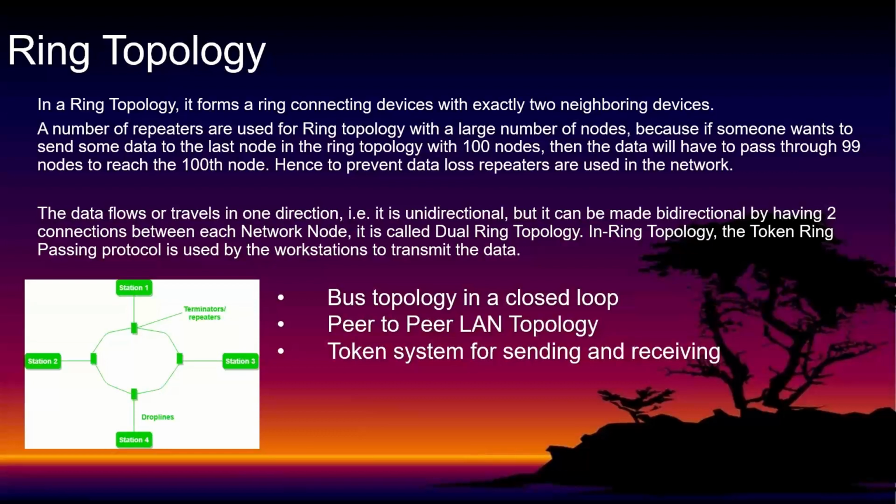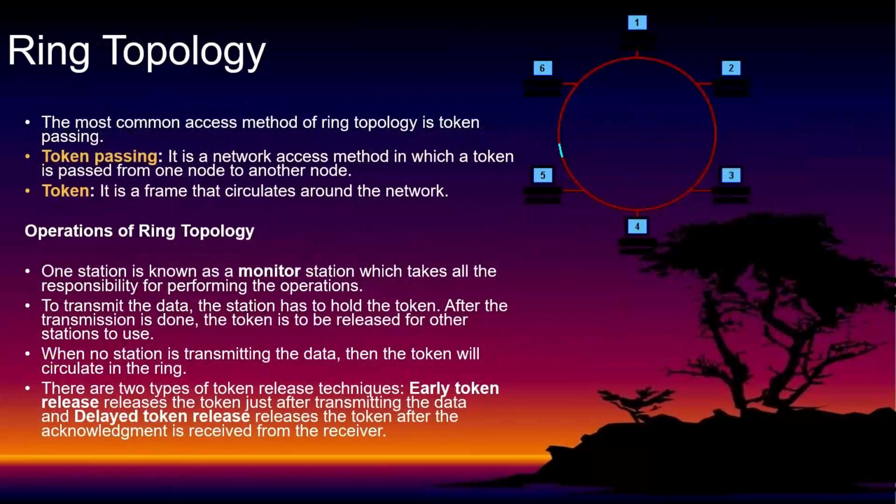So in the ring topology, the systems are connected to two different neighboring systems, and you can also form a dual ring topology. So this is a single ring topology. You can have two rings or dual cabling connections so that you can form a dual ring topology concept. So there is a concept called token passing system. So a token is used for sending the information.